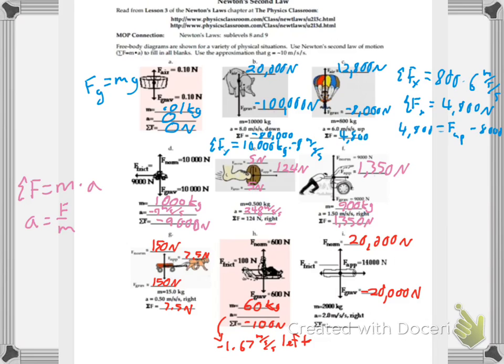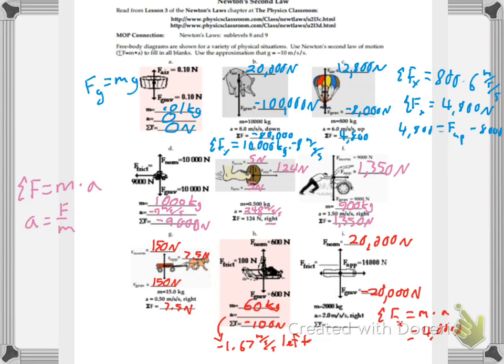So now we know a mass. We know an acceleration, so we want to find our net force. The sum of the forces in x will be the mass times the acceleration. We have a mass of 2,000 kilograms and an acceleration of 2 meters per second squared, so the sum of our forces in x becomes 4,000 newtons.